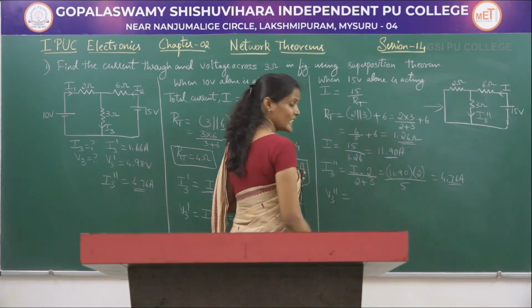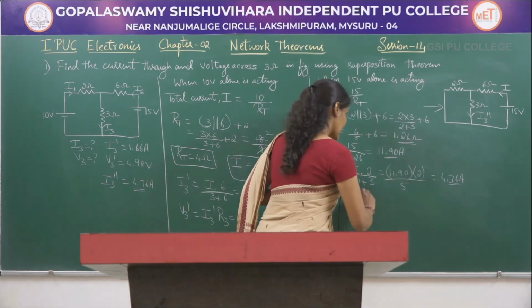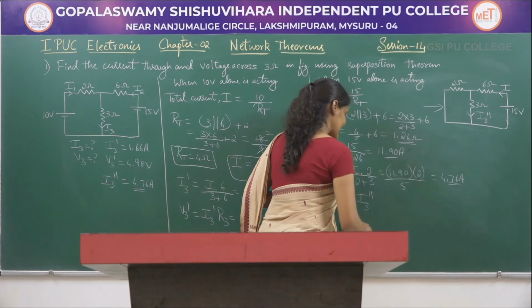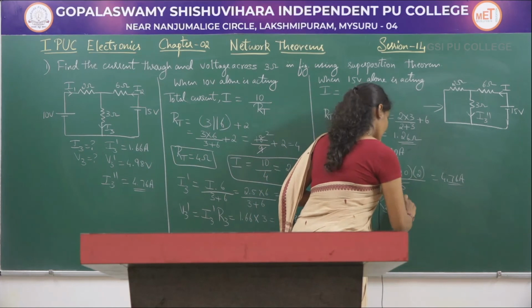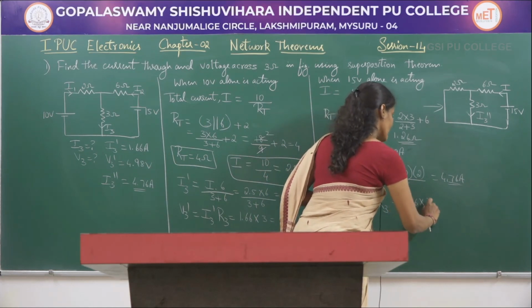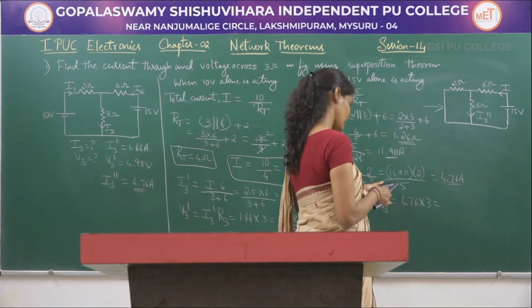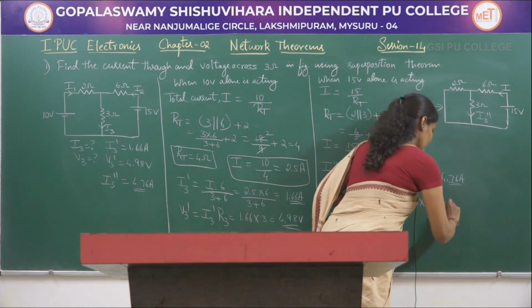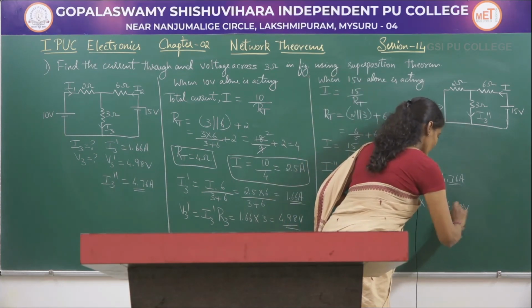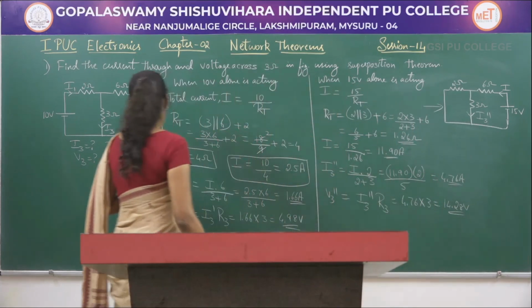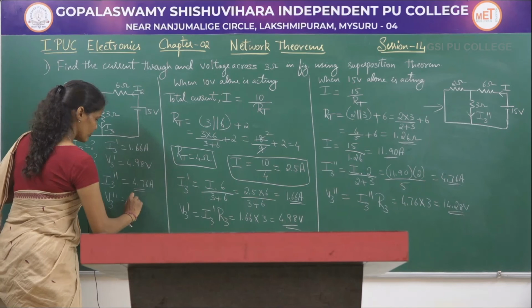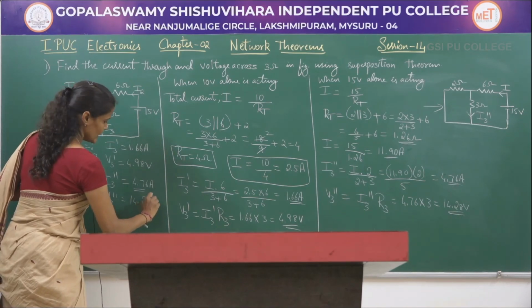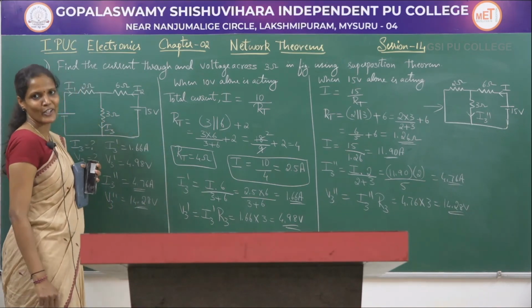Now let us find out the voltage across this particular resistor. Let me name it as V3 double dash, which is equal to the current flowing through that resistor, I3 double dash, into that resistor R3. So that is 4.76 into 3, which is equal to 14.28 volts. So V3 double dash is equal to 14.28 volts. This is not the end of the problem.